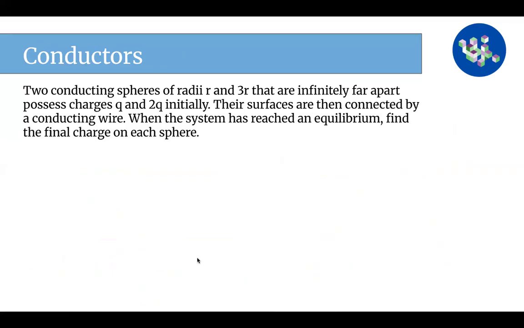Two conducting spheres of radii r and 3r that are infinitely far apart possess charges q and 2q initially. Their surfaces are then connected by a conducting wire. When the system has reached equilibrium, find the final charge on each sphere. I'll give you guys some time to do this problem and we can talk about it.